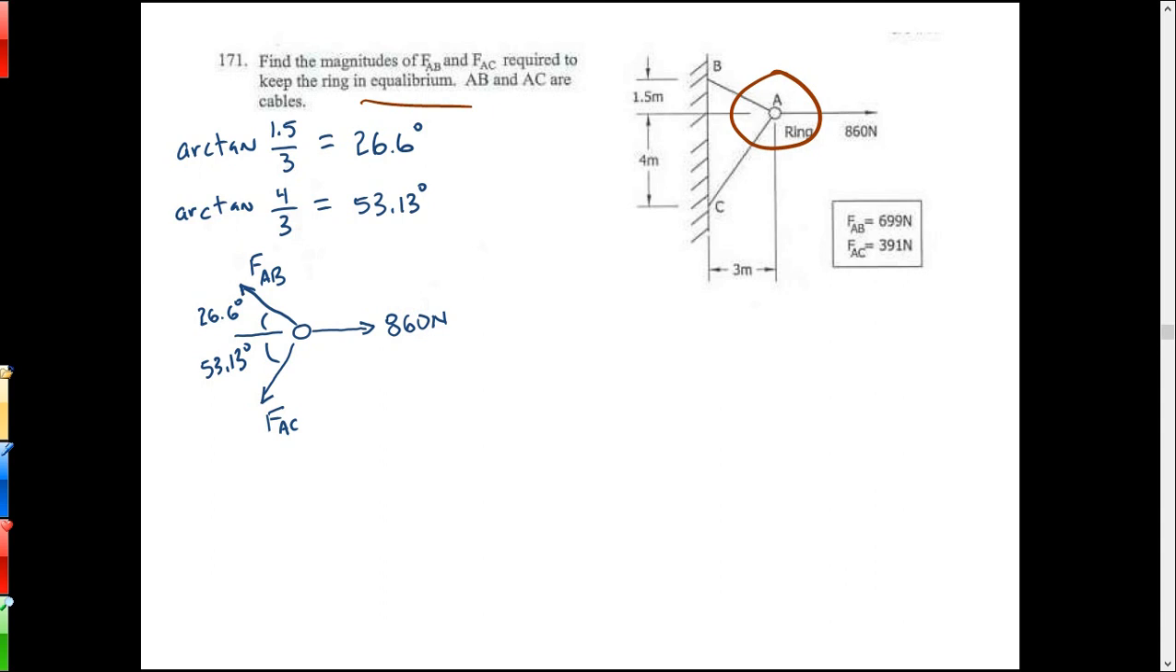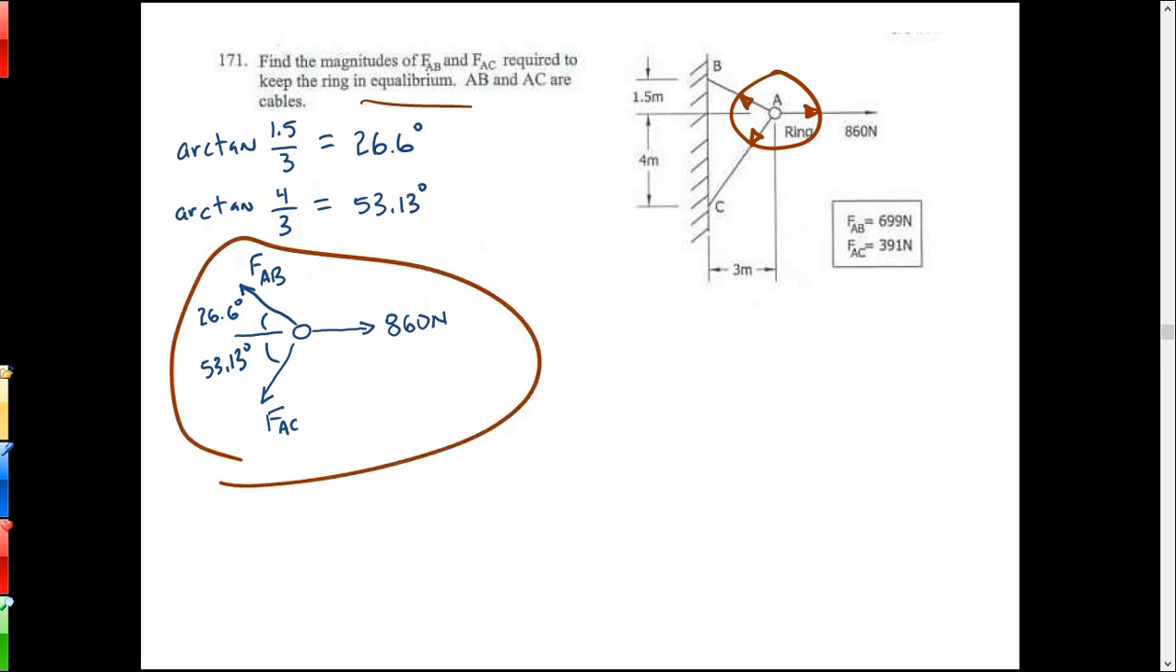So there's my free body diagram, and whenever I cut through something, it becomes a force, because that's what's called a contact force. Those are all cables, so they all pull. That gets me down to this free body diagram here. Now I went ahead and did the trigonometry on the dimensions to get the angles: arctan of 1.5 over 3 is 26.6 degrees, and arctan of 4 over 3 is 53.13 degrees. That's how I generated that free body diagram with the angles.